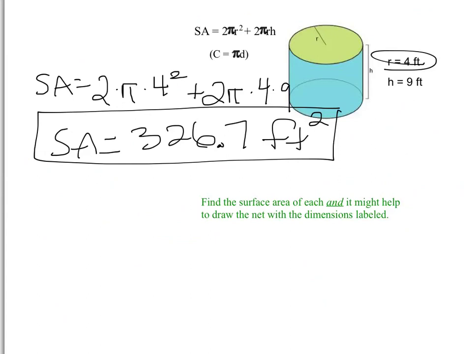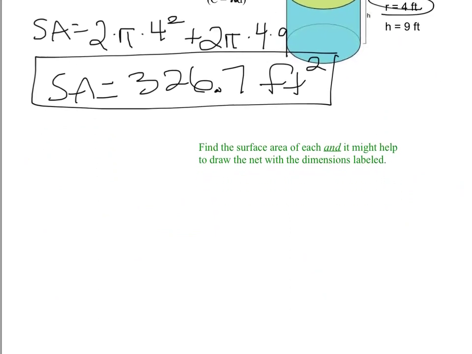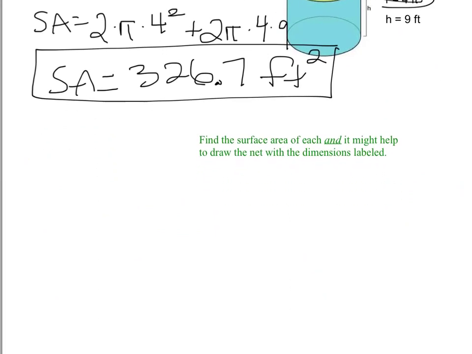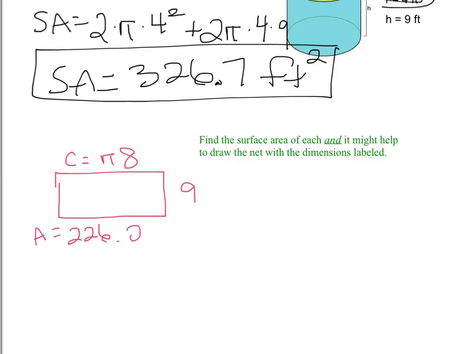If you did it where you did the net, let's look at how you did it. So that's if you just plugged it in. If you did the net, I have a rectangle of 9 by my circumference. Remember, pi times 8, since my radius was 4, my diameter is 8. And this gives me an area of 226.2. And then I have my circles, and I need to find the area of my circles, pi times 4 squared, which gives me pi times 16.